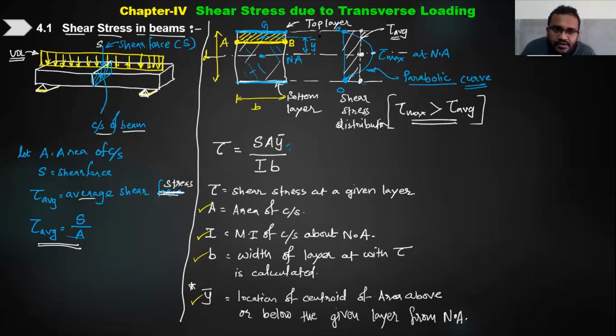In bending stress we were having minimum at the centroid, at the neutral axis, and the maximum at the ends, but here minimum at the ends, the top and bottom layer, and the maximum at the bottom midpoint.